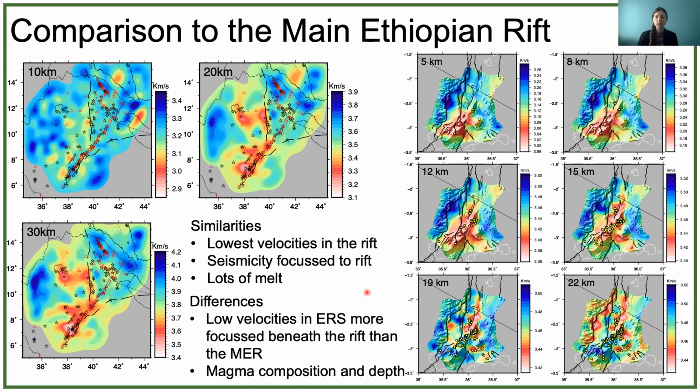Furthermore, while there is significant melt in both regions, the magma composition and depths are different. Within the main Ethiopian rift, melt is shallower and more evolved with para-alkaline lavas, and magma chambers are in the upper 5 kilometers and present at mid and lower crustal depths. It's quite an evolved magma system. In contrast, the eastern rift segment has compositions that indicate a deep source at mid to lower crustal depths.